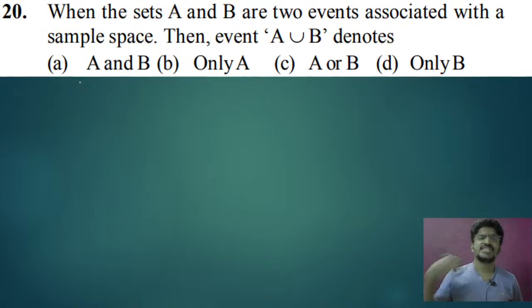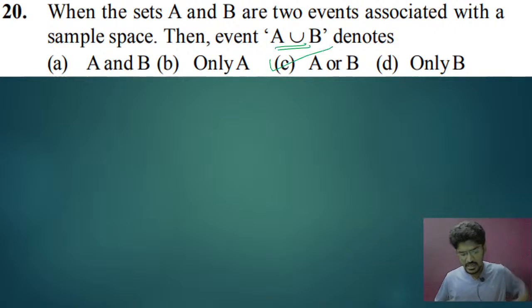Next, when the sets A and B are two events associated with the sample space, then the event A union B is denoted by A or B.